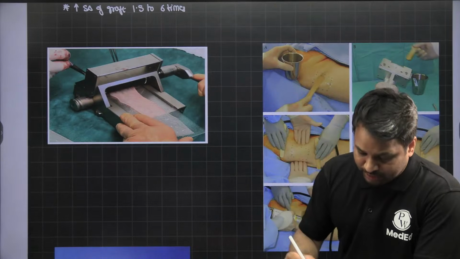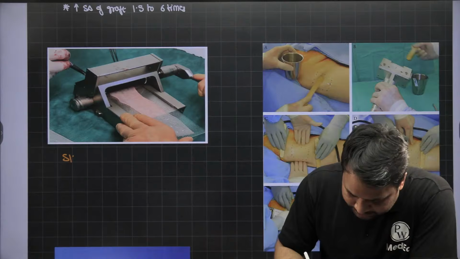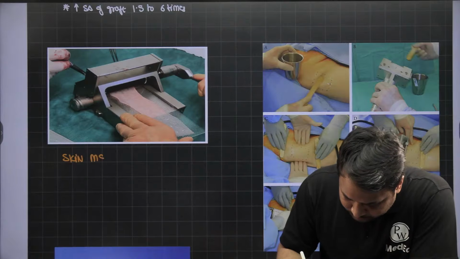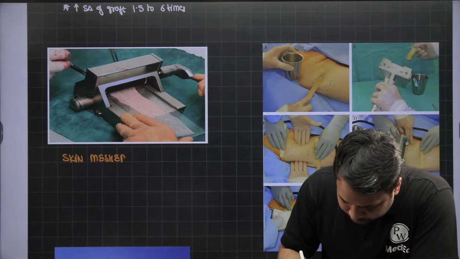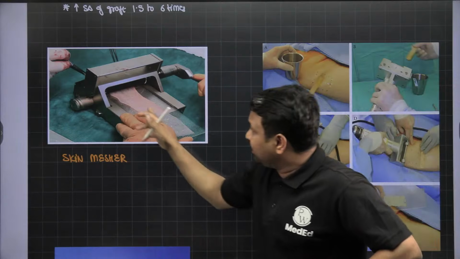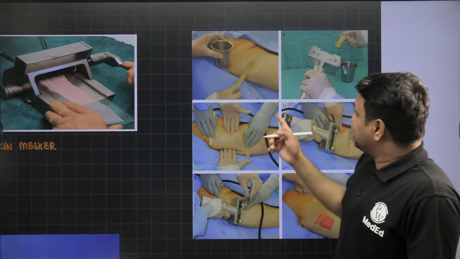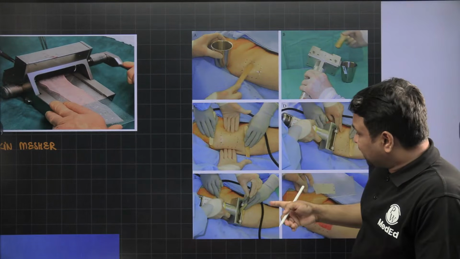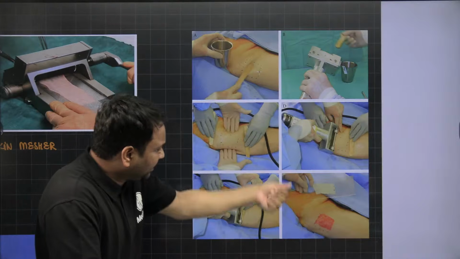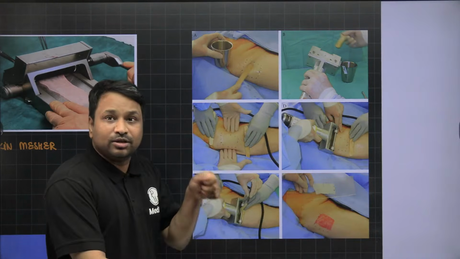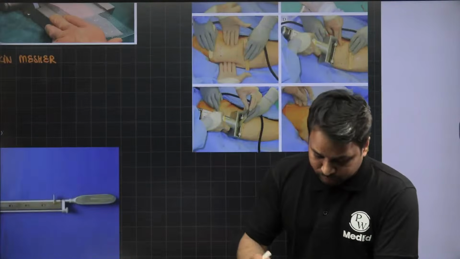ये जो machine है, this is called the mesher. We call it the skin mesher. You put the skin, you roll it, and it is going to go through it and provide a mesh. This you can see, you're taking the partial thickness skin graft, you'll be able to take it exactly like this. Okay? Now this is what we call an electric dermatome.